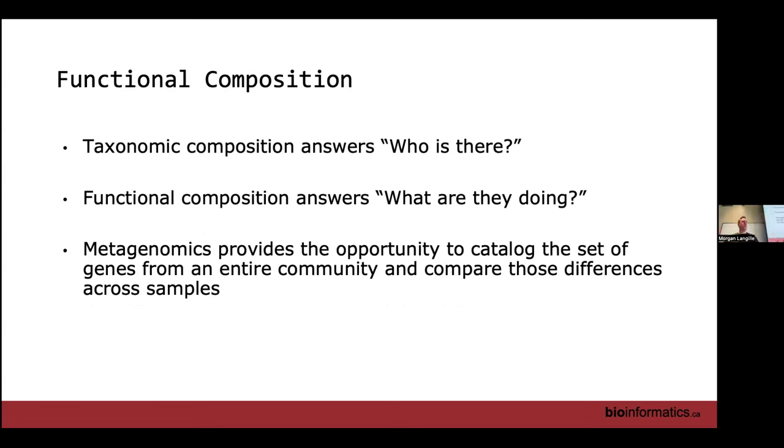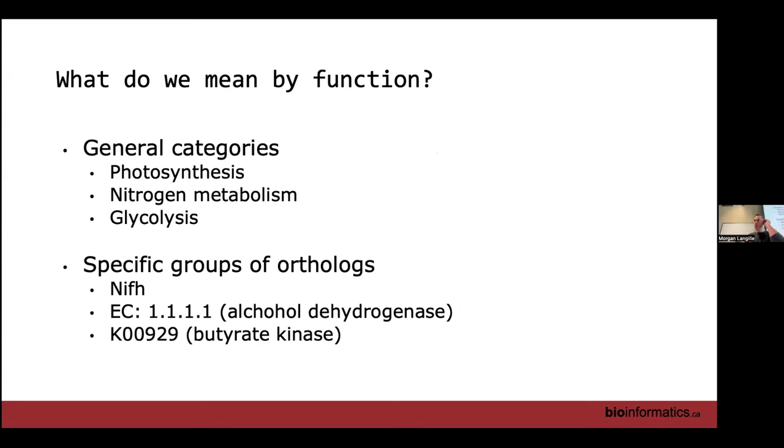Okay, so up to this point, really, most of the workshop has been focused on taxonomy, right? Talking about the species that are in a particular sample, whether you're profiling them with 16S or metagenomics. And we've talked about this idea of obviously also getting at the information about what are they doing. And basically, metagenomics provides the opportunity to catalog the set of genes from an entire community and compare those differences across samples. So what do we actually mean here by function, right?